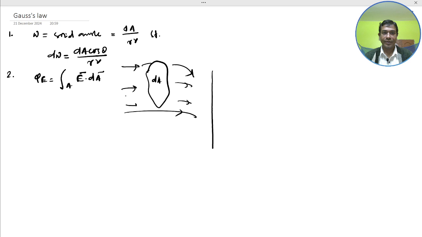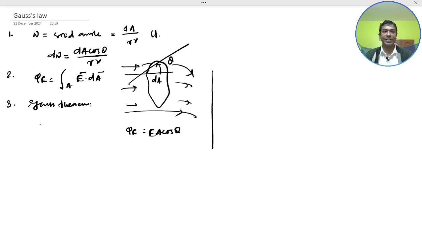And suppose it makes an angle theta here. So for that case, the flux phi E is equal to EA cos theta. And the Gauss theorem states that the flux phi E of the net electric field through a closed surface A is equal to the net charge enclosed by the surface divided by epsilon.